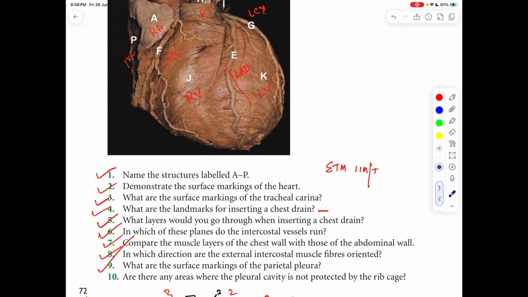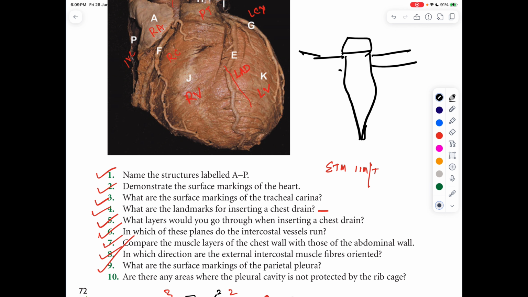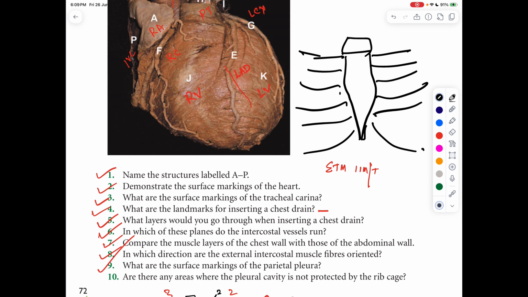Now, the surface marking of the heart, how to do it? Suppose you have ribs like this, there will be a sternum, then this junction is the second rib, third rib, fourth rib, fifth and sixth. So how to start? This junction is the sternal angle. So this is the second space.